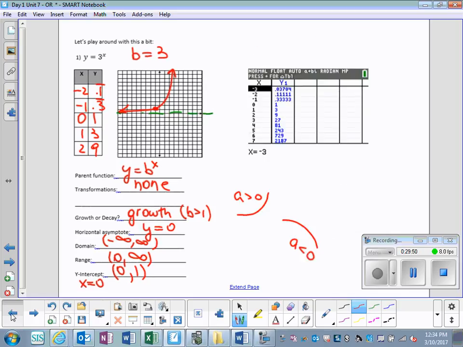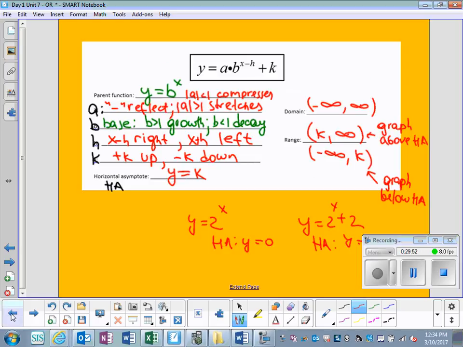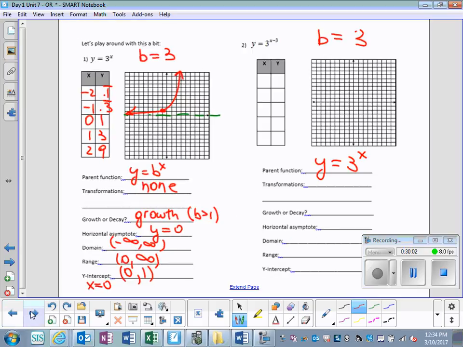If I go back to our notes, we start with the parent function y equals b to the x, and then we apply transformations. We have a and h and k, yes? So if my parent function is just b to the power of x, which was the first example, what are the transformations that we have here? Right, h, that's it.